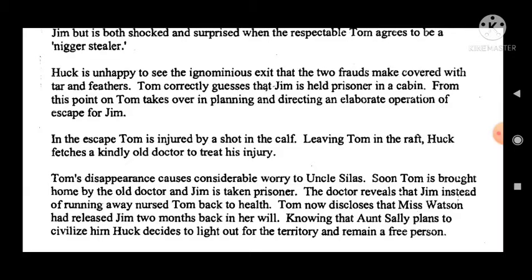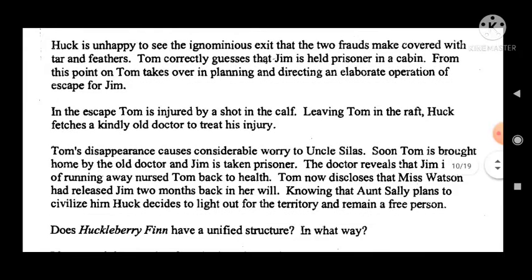From this point on, Tom takes over in planning and directing an elaborate operation of escape for Jim. In the escape, Tom is injured by a shot in the calf. Leaving Tom on the raft, Huck fetches a kindly old doctor to treat his injury.